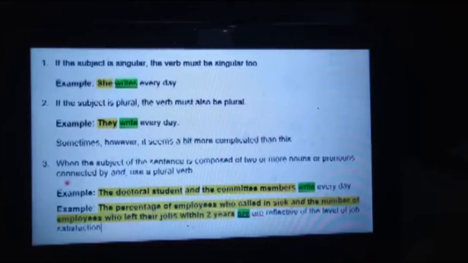Number 3, when the subject of the sentence is composed of two or more nouns or pronouns connected by and, use a plural verb. Example, the doctoral student and the committee members write every day. Another example, the number of employees who called in sick and the number of employees who left their job within 2 years are reflective of the level of job satisfaction.